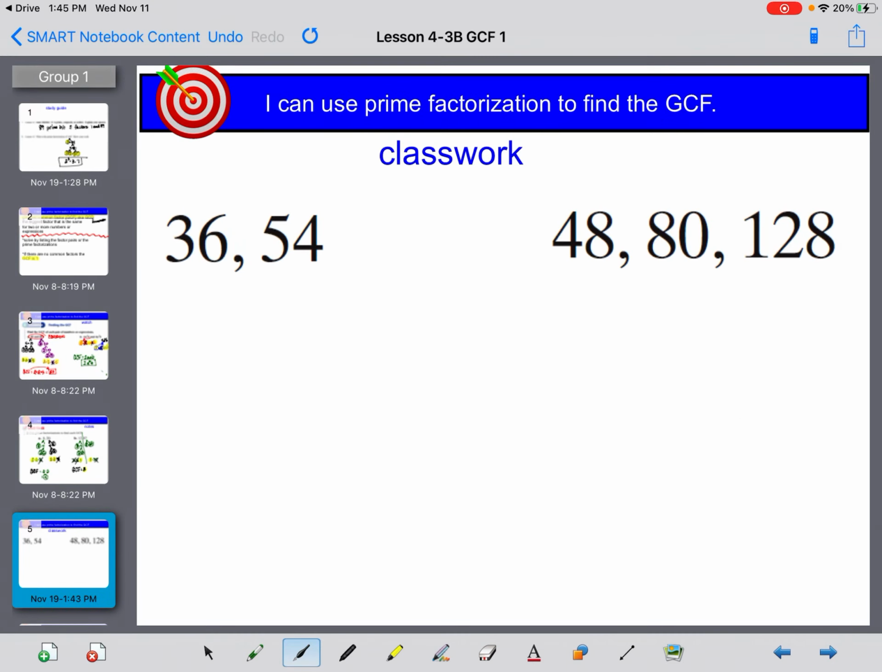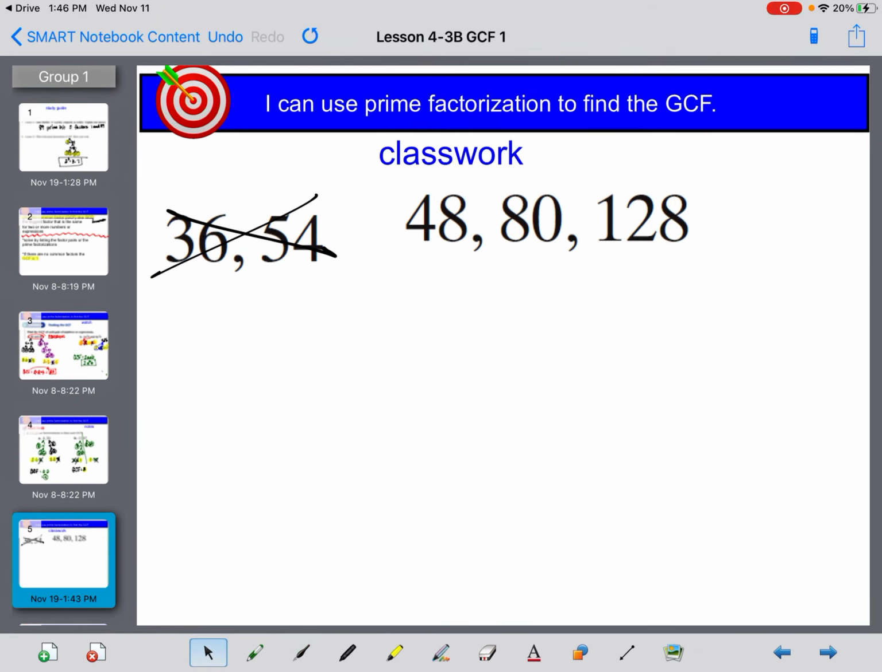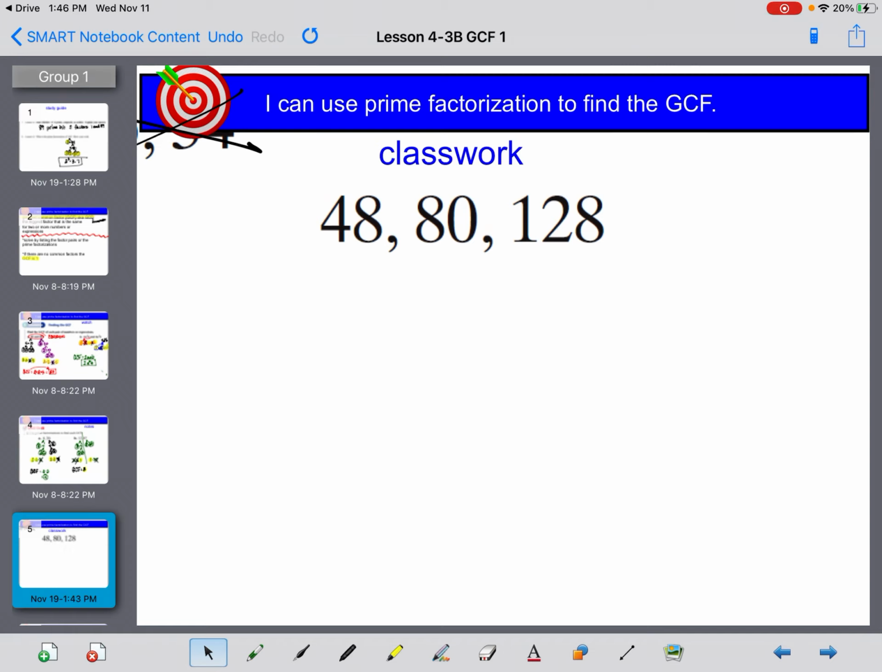All right. I think you guys are probably getting pretty good at this. Cross off this one in your notes. We're going to do this one. Pause the video and try this one, the prime factorization of 3 numbers. This time, the greatest common factor has to be a common factor in all 3 of the factor trees. Pause the video and come on back.